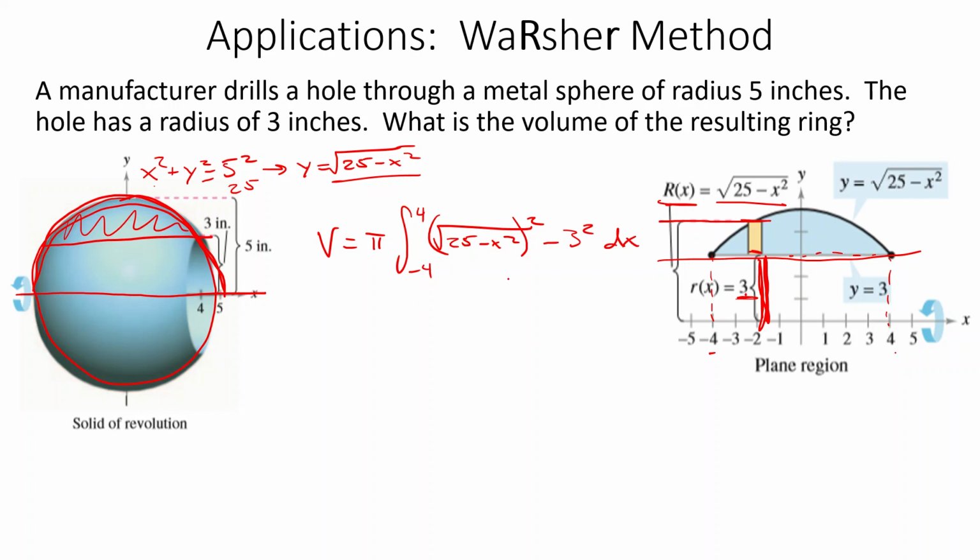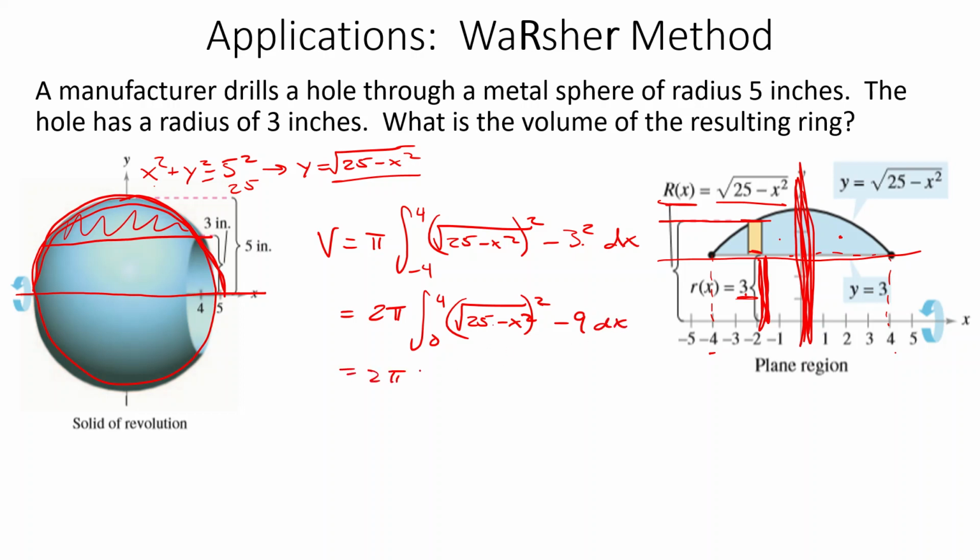All right, and we can actually make this a little easier. If we notice that it's symmetric, we can cut it right in the middle, and we can say it's just this area doubled. So we could say this is 2 times the integral from 0 to 4 of the square root of 25 minus x squared, quantity squared, minus 3 squared, which is just 9. So we can square this out: 2 pi, the integral from 0 to 4, 25 minus x squared minus 9 dx. So that'll be what, 16 minus x squared?